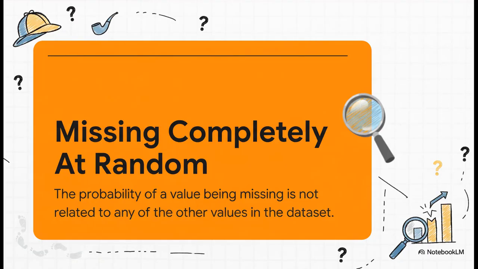First up is what we call missing completely at random, or MCAR for short. Now think of this as a pure accident. A survey participant just accidentally skips a question, or a piece of equipment has a momentary glitch. There's no rhyme or reason to it. The missingness isn't connected to anything else you've measured. Honestly, this is the simplest scenario, and it's also the rarest.